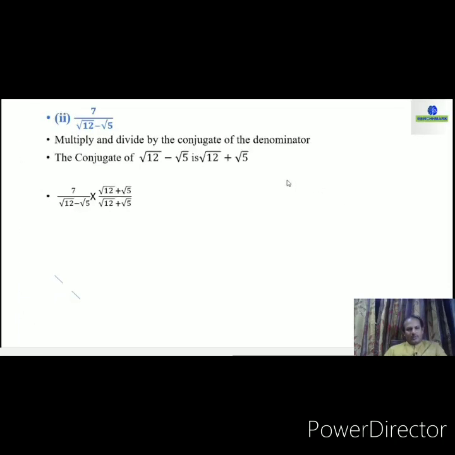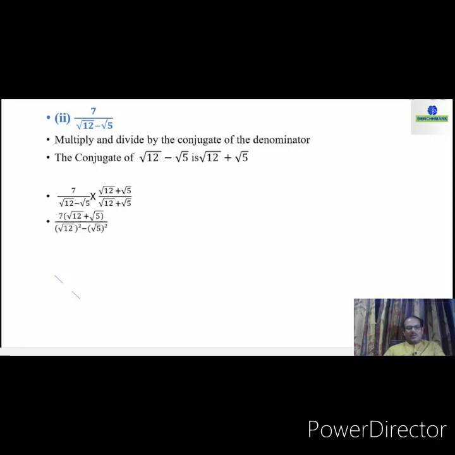Let's take one more example, 7 upon root 12 minus root 5. So what I am going to do is multiply and divide by the conjugate of the denominator. So what is the conjugate of root 12 minus root 5? It is root 12 plus root 5. So I am going to multiply with the same.